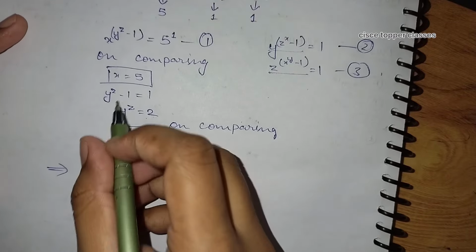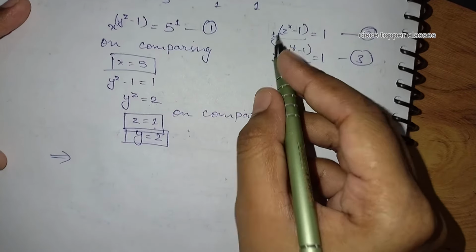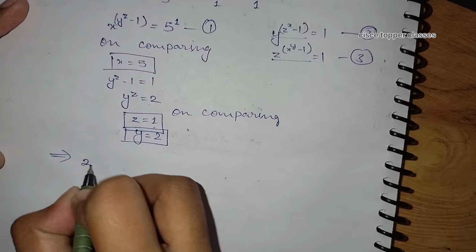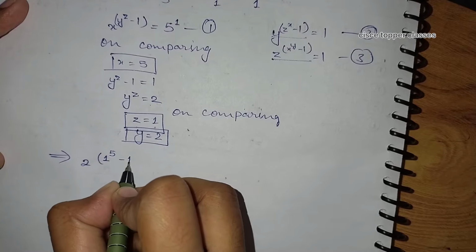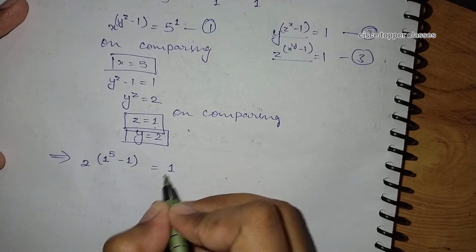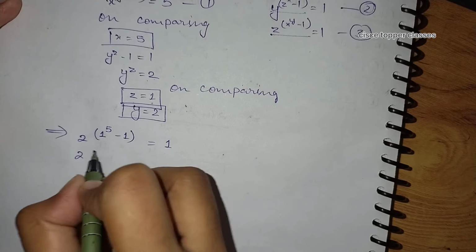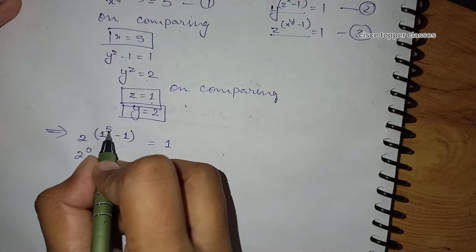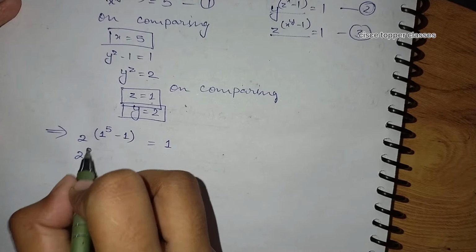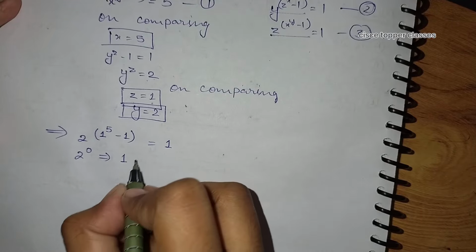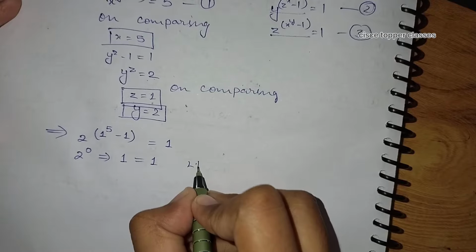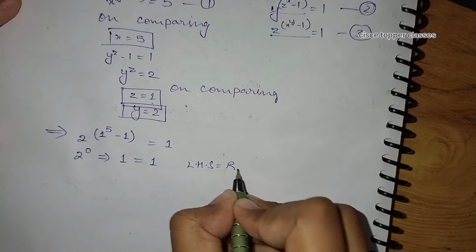Hence we can put x as 5 here. In this equation, y is 2 and z^5 − 1 should be equal to 1. So z^5 is 1, and 1 minus 1 becomes 0, and 2^0 is 1. Hence LHS is equal to RHS, so this part is verified.